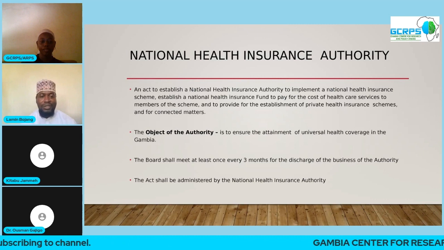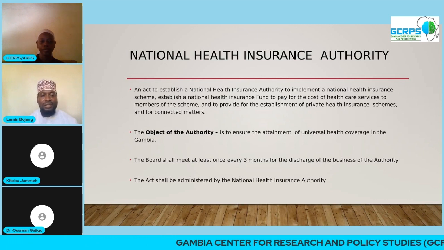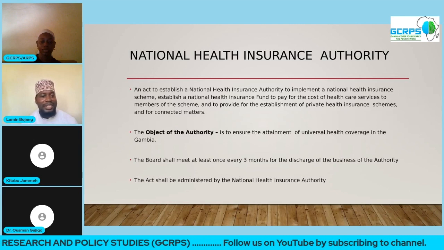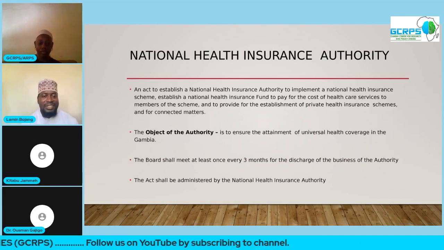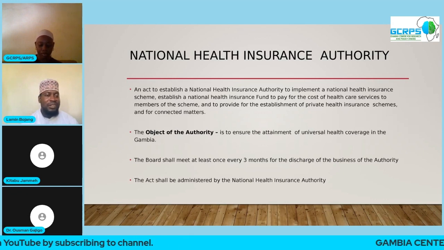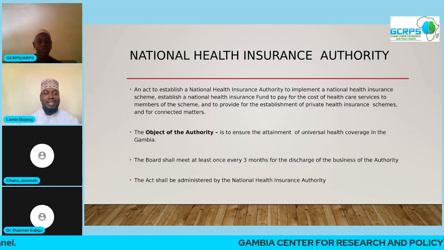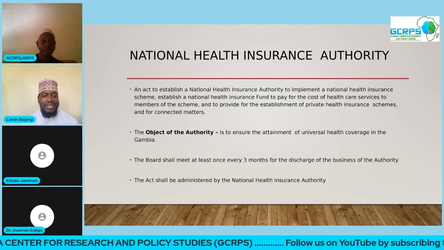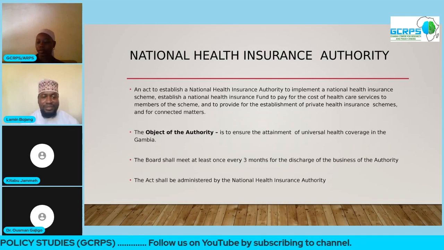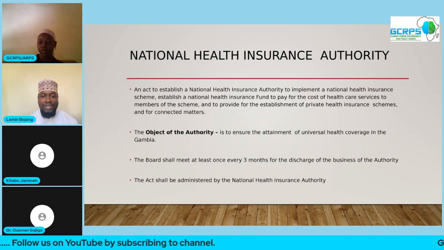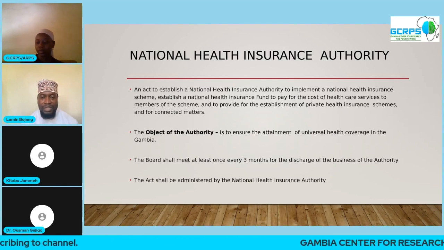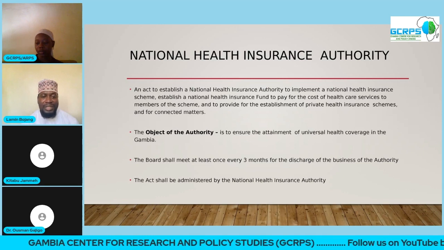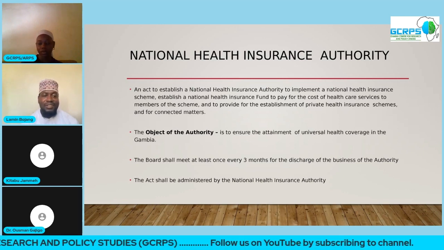So we look at the objects of the authority. The authority is set to ensure the attainment of universal health coverage for the Gambia, because if you look at the Gambian health policy, this is the goal of the health policy, to have universal health coverage. It is also the act that established the board. The board shall meet at least once every 3 months for the discharge of the business of the authority. This act shall be administered by the National Insurance Authority.